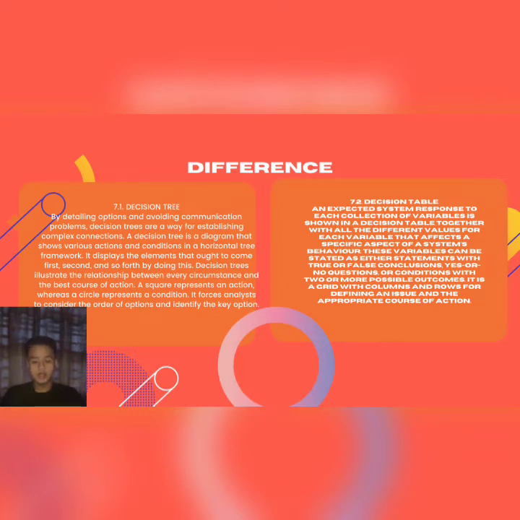While the decision table is where the expected system response to each collection of variables is shown, together with a different value for each variable that affects a specific aspect of a system's behavior. Next, this variable can be stated as a statement with true or false condition. The true and false condition is a yes or no question or condition with two or more possible outcomes.